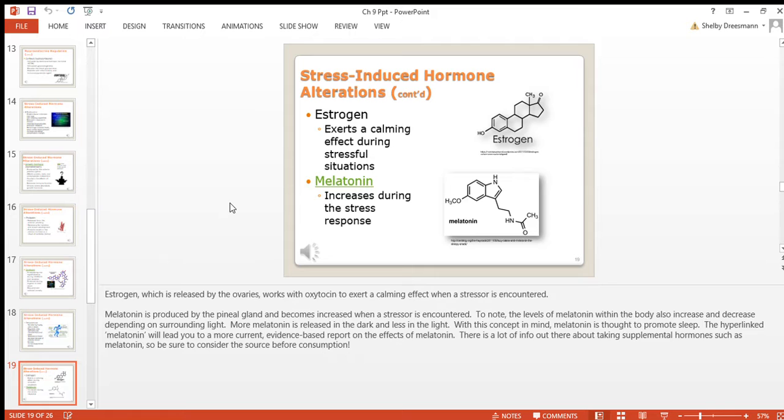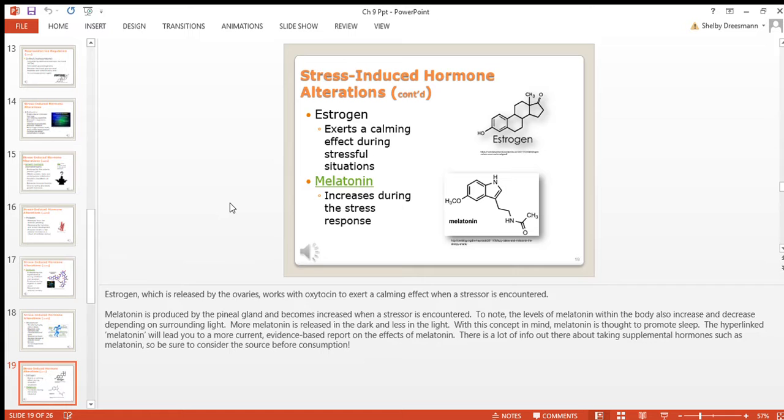Estrogen is released by the ovaries and works with oxytocin to exert a calming effect when a stressor is encountered. So for me to remember this, I think of testosterone, like when people take steroids and amp up on testosterone, they're usually angry and mad. And girls, estrogen is normally sweet, calm, and beautiful, a beautiful flower. So I just think testosterone and estrogen are very opposite. Girls are sweet, boys are mean and angry.